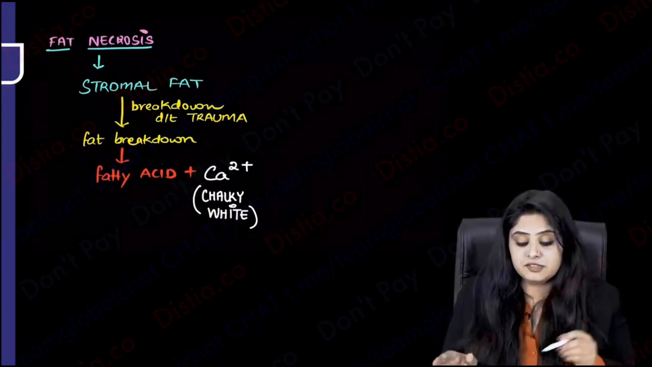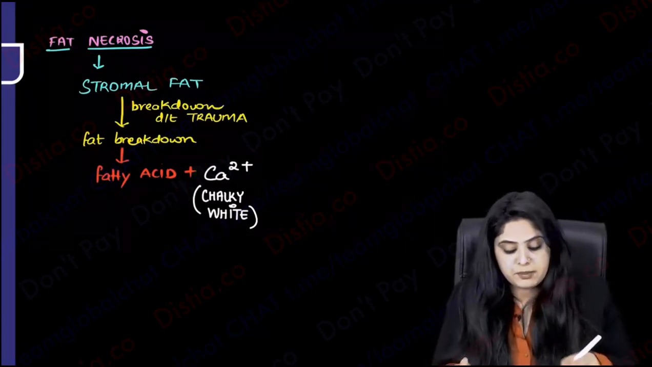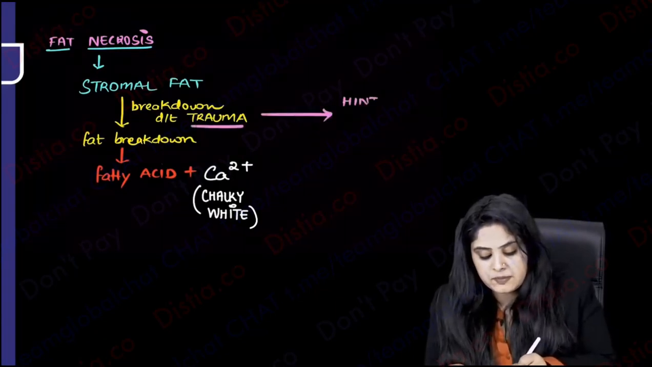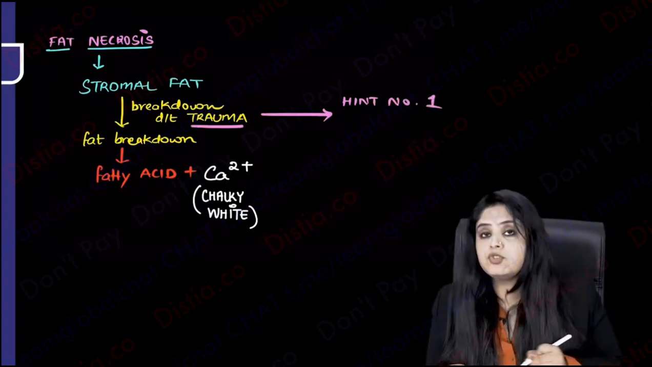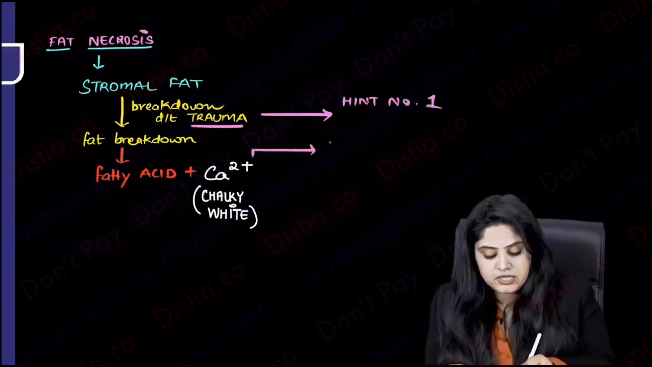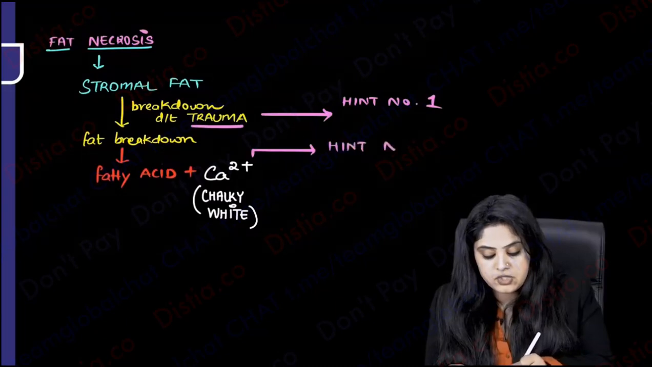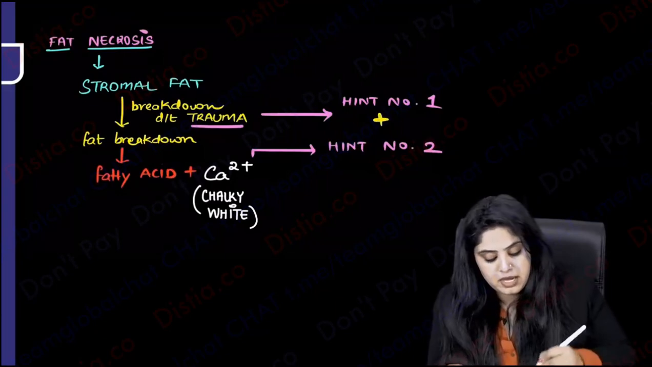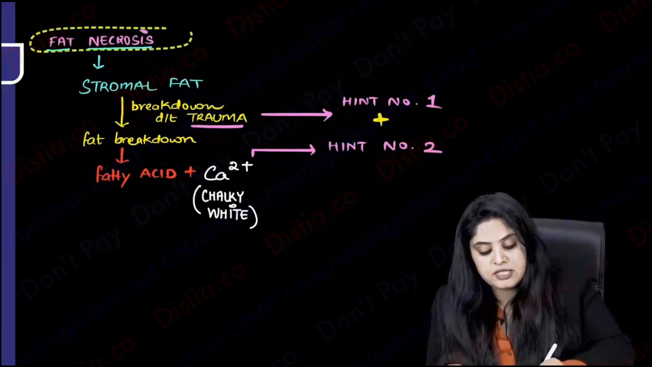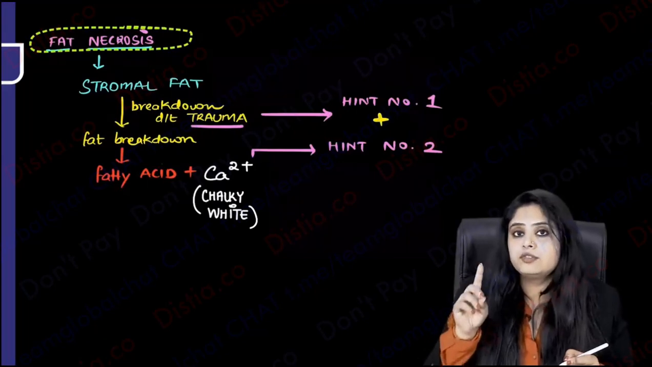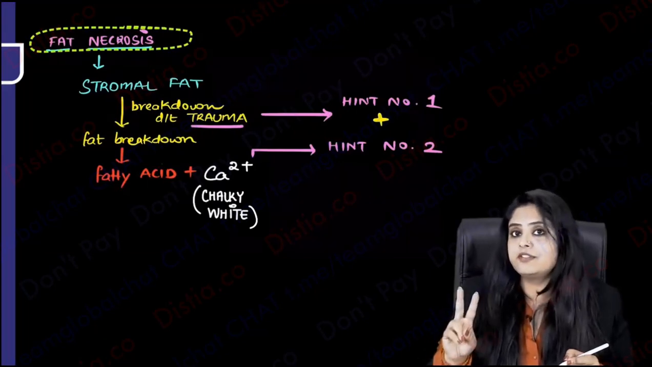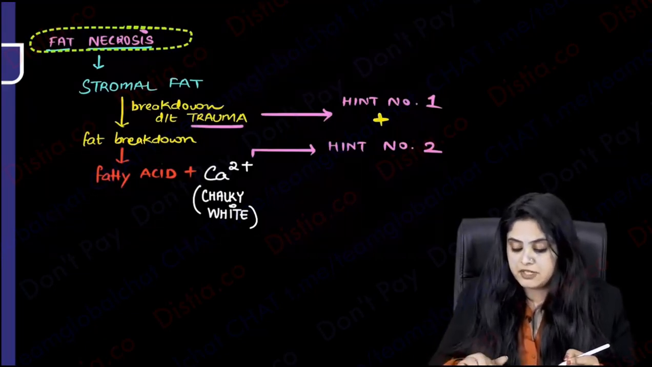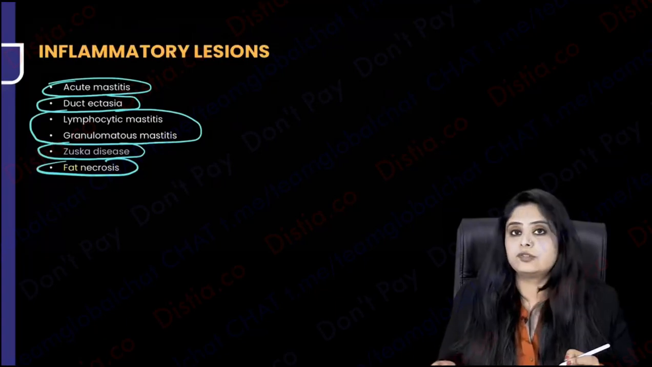So even after this, there are two very important points. Number one, the patient history. Hint number one in the question, the patient history will give you trauma. Hint number two in the question, the radiologist will mention calcification. Both these things will come together and you will mark a case of fat necrosis in the exam. So hint number one is trauma, hint number two, calcification. I hope fat necrosis everyone's revised, because with that we have finished all the inflammatory disorders.